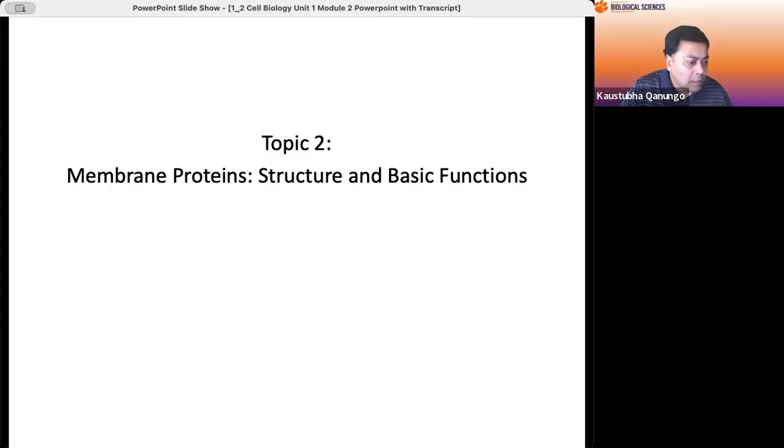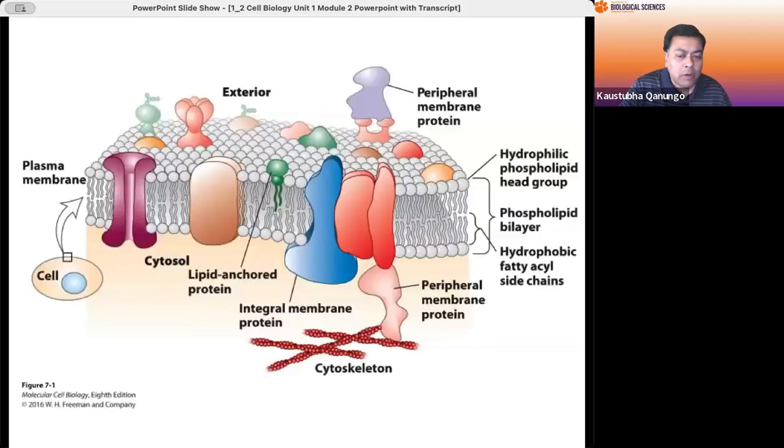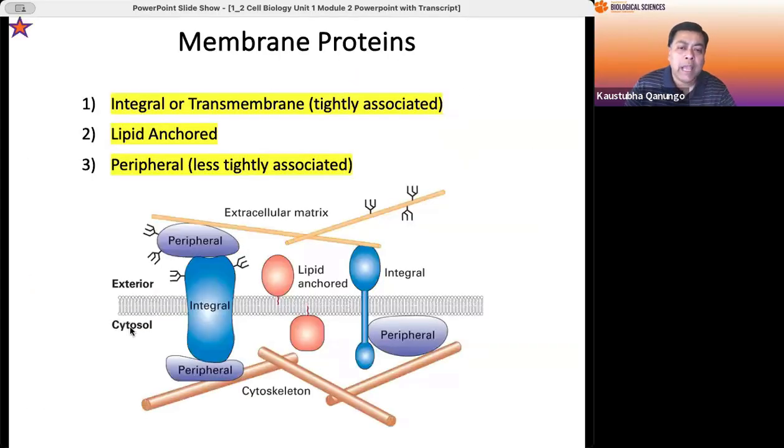Let's move on to the next part. We already talked about these. Here we are looking at, again, an important picture. Integral or transmembrane, tightly associated. These are peripheral proteins. And whenever you see a protein with a tail, 1 or 2, remember that doesn't matter.